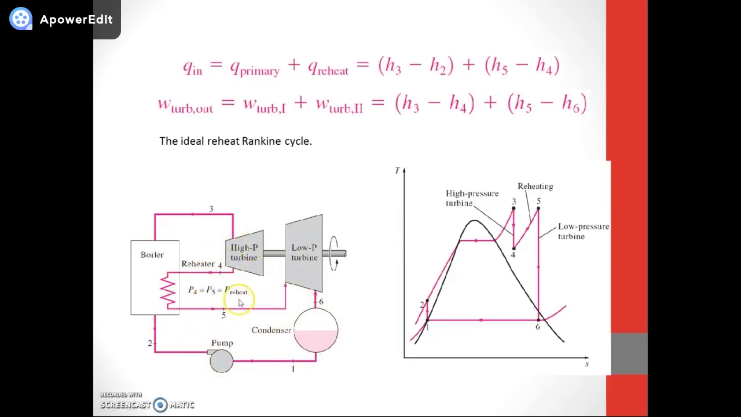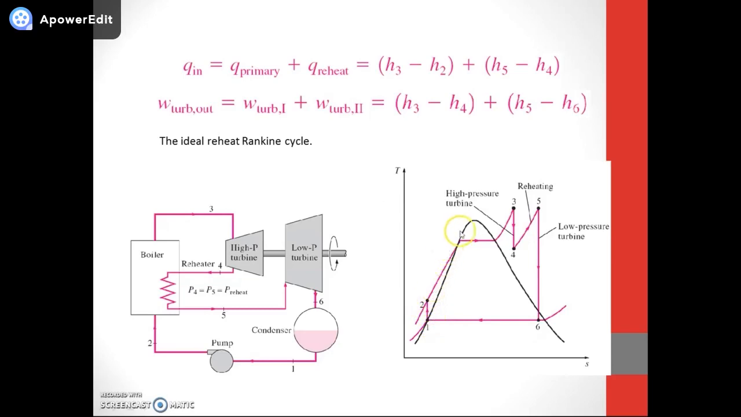Okay, the difference between the Rankine cycle and the reheat Rankine cycle is that it is reheated again. Therefore you have 2 types of turbine, high pressure turbine and low pressure turbine. The others are just the same. Okay, so this is represented by this diagram. So this is the difference.